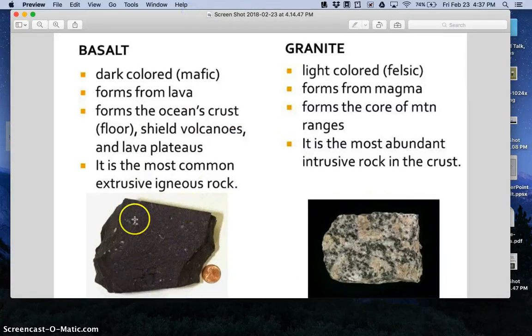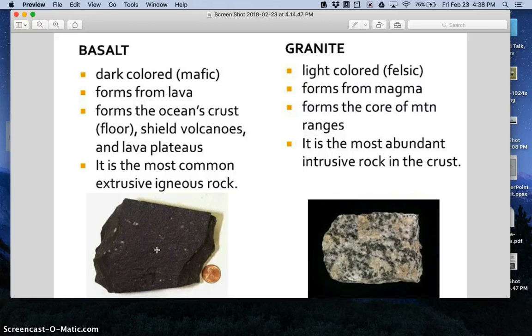So there's basalt, and I don't have one of these in the lab here. I have one that has the air bubbles in it, the little vesicles, but it doesn't look like this, so I didn't really want to show it. So this is dark colored, and this comes from the lava.